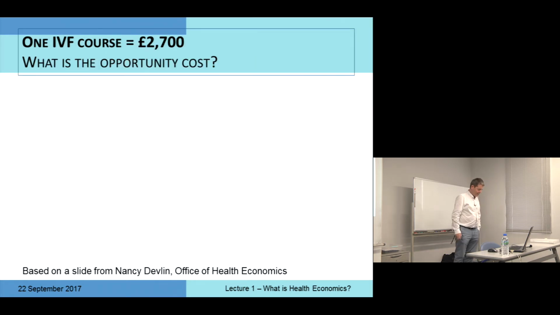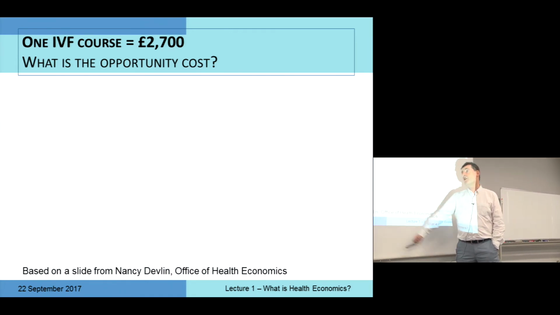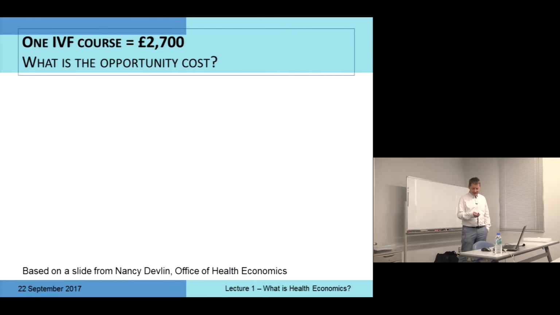Just another example. Trying to bring out the idea of opportunity cost here. This is from a quite well-known health economist, Nancy Devlin, and when she was at City University, she used to use these lectures, and I borrowed this slide. When I say borrowed, well, it's borrowed. She borrows mine, I borrow hers. It's sort of actually, it's a bit of social capital at work, perhaps.